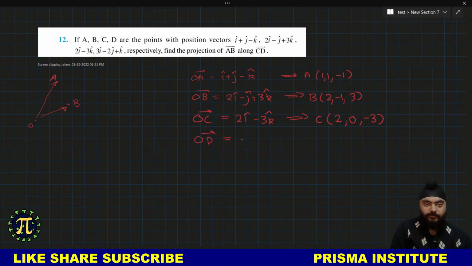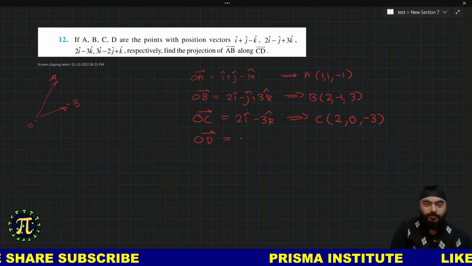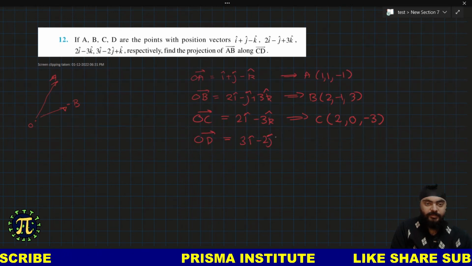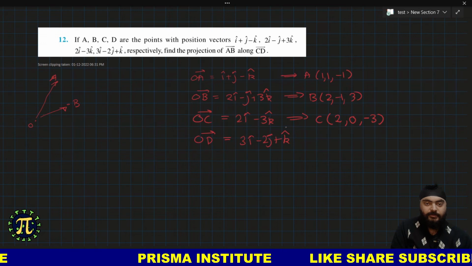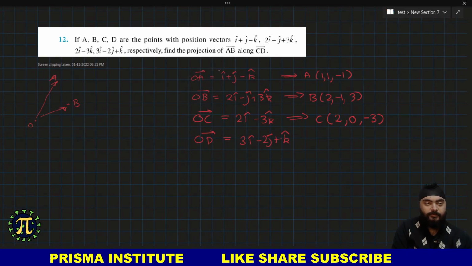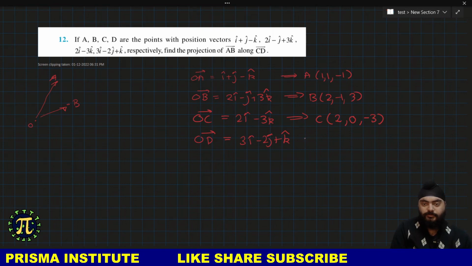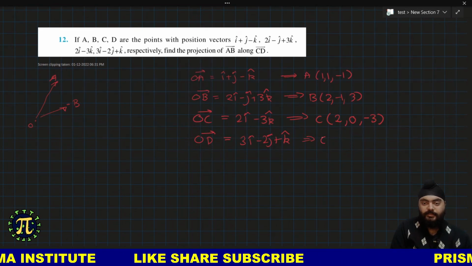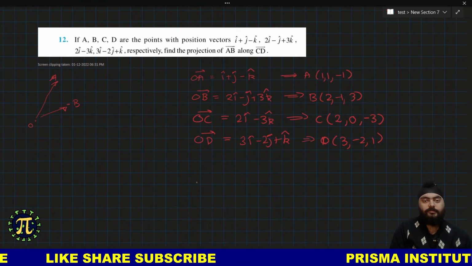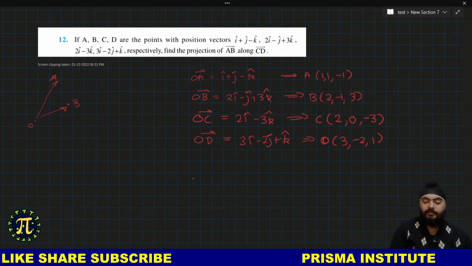OD vector. So position vector OD, so of point D, so 3i minus 2j plus k. So let's just check all of these. So 2 minus 1 3, 2, ठीक है, 3 minus 2 1. So ठीक है, the coordinates of D are 3 minus 2 1. So find the projection of AB vector along CD vector.